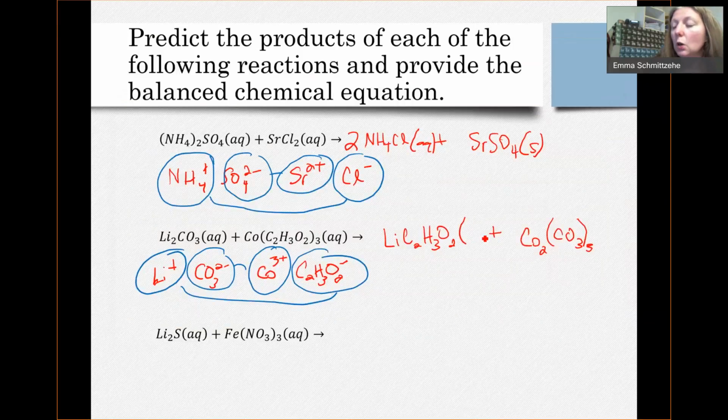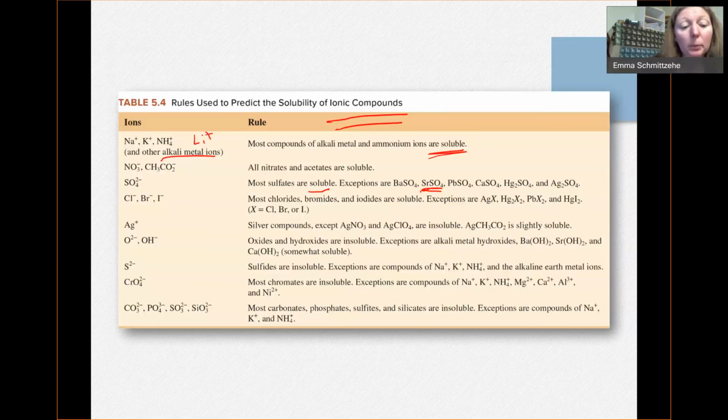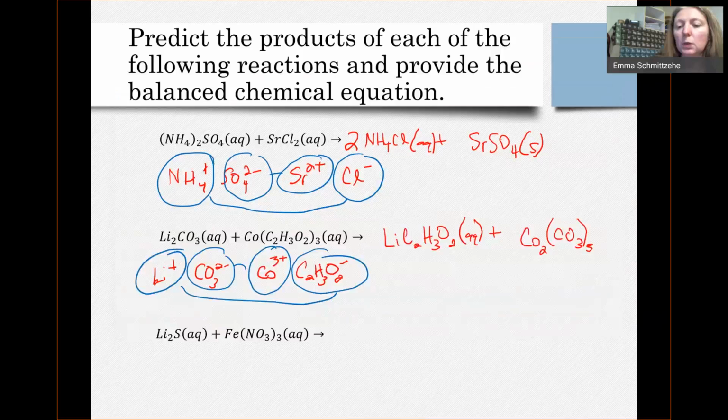You could also have looked up acetate ion and it would tell you it's soluble. Then the next one we have cobalt-3 carbonate. So if we look at carbonate, because cobalt's not on that list, it tells you most carbonates are insoluble and the exceptions are the group 1s and ammonia. So that's not an exception, so it's insoluble. So this one is listed as a solid.